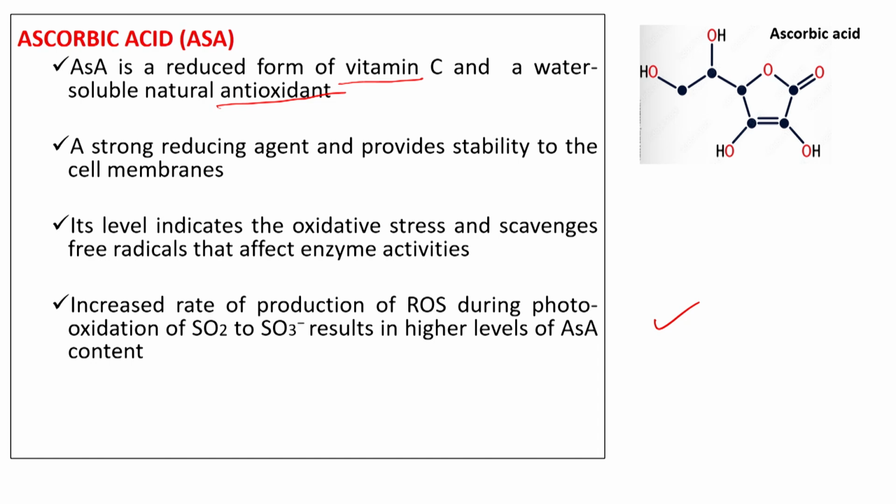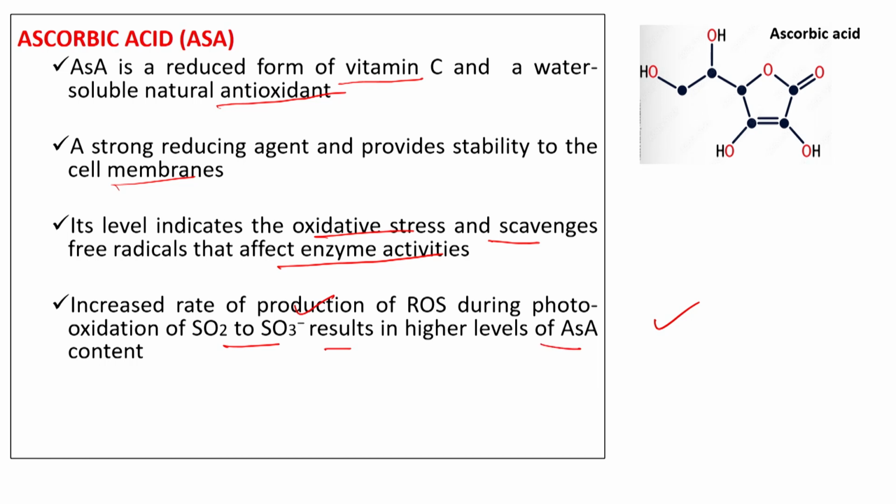It is a strong reducing agent and provides stability to the cell membrane. The level indicates the oxidative stress, and it scavenges free radicals that affect enzyme activities. So, if its concentration is high, it means there will be low oxidative stress; there is an inverse relationship. It reduces oxidative stress by scavenging the free radicals that affect the enzyme activities. An increased rate of production of ROS during photooxidation of SO2 to SO3 minus results in a higher level of ascorbic acid content.